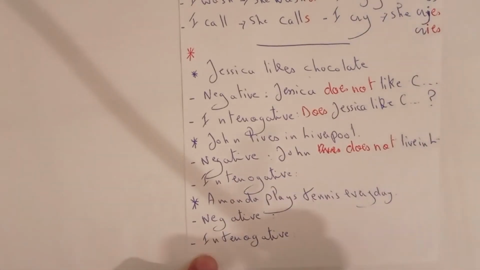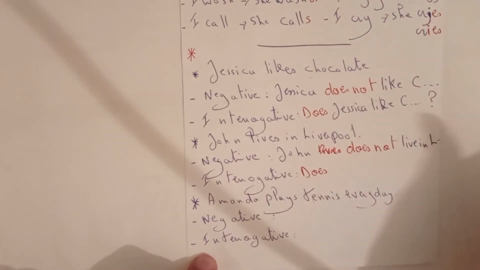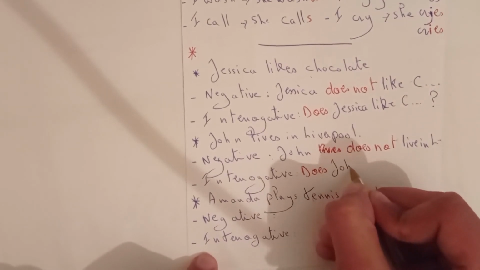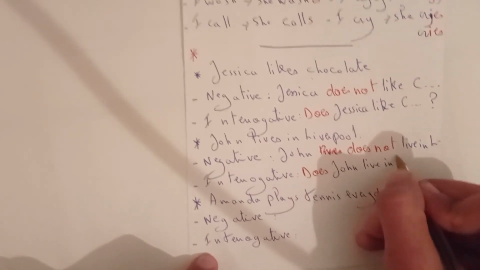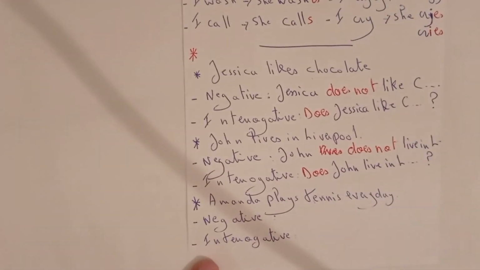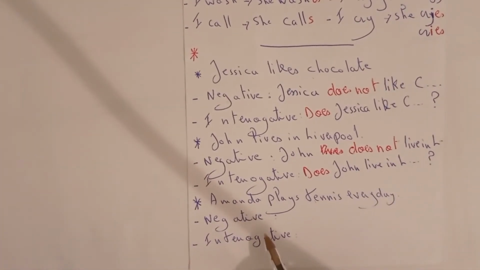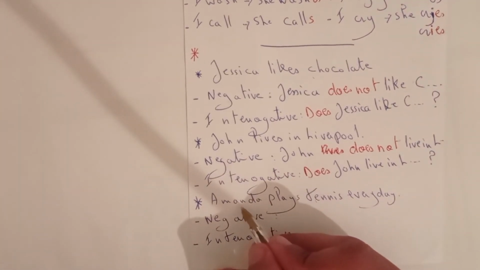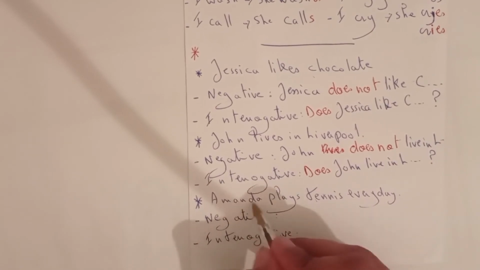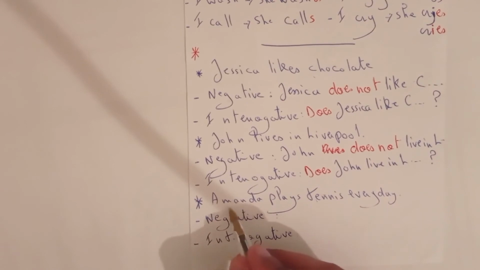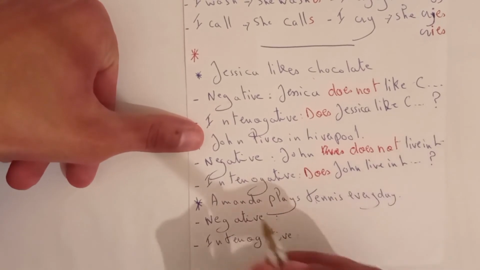To have a question, we start with the good. Does plus John. Does John live in Liverpool? And the question mark at the end of the sentence. The last one. Amanda plays tennis every day. Negative sentence. Amanda, he, no. She, yes. Why? We have a girl here and we have 1 person here, singular. She plays tennis every day.